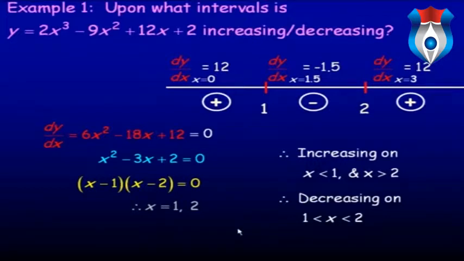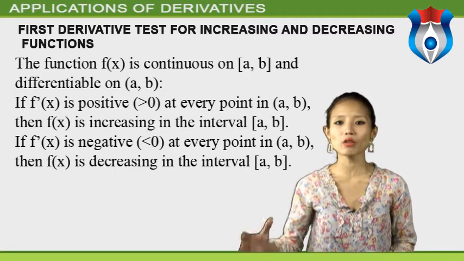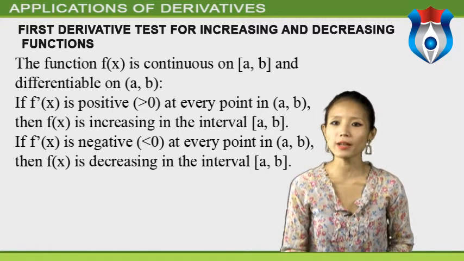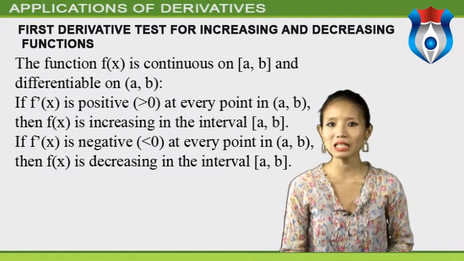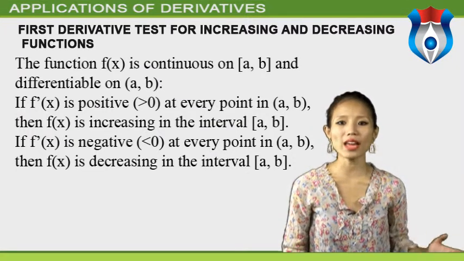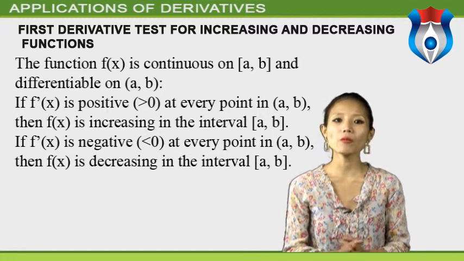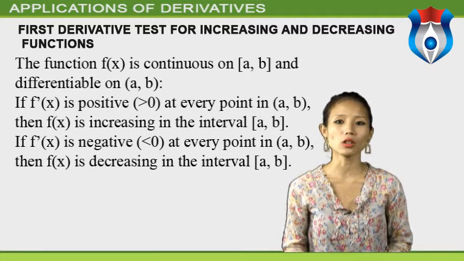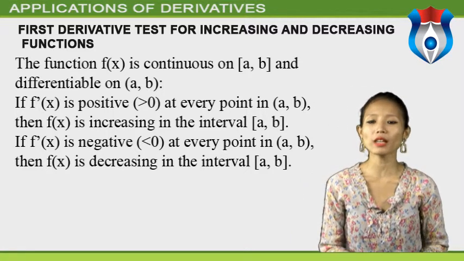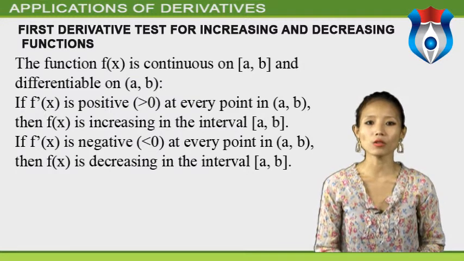So that's the decrease. Let's now talk about the first derivative test for increasing and decreasing function. The function f of x is continuous on interval [a, b], and differentiable on (a, b). If f dash of x is positive, greater than 0, at every point in (a, b), then f of x is increasing in the interval. If f dash of x is negative, less than 0, at every point in (a, b), then f of x is decreasing in the interval.